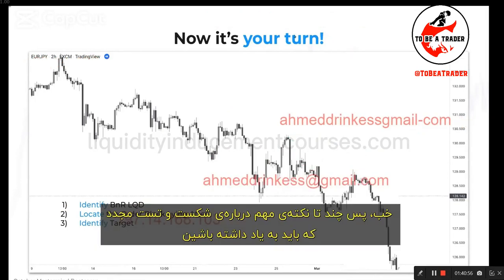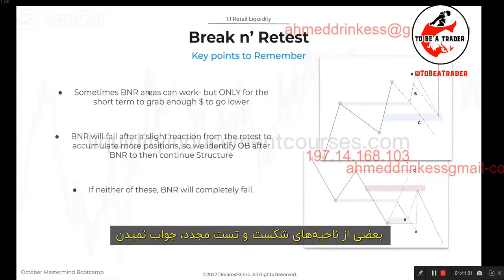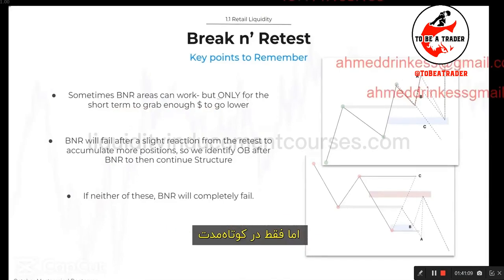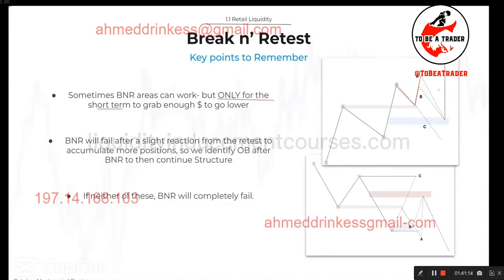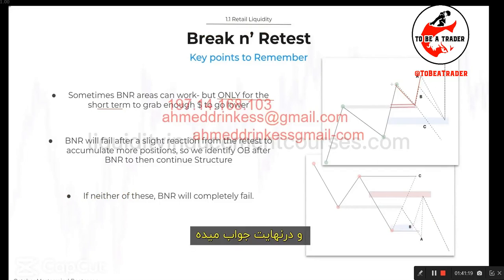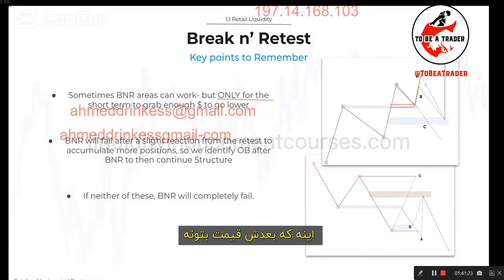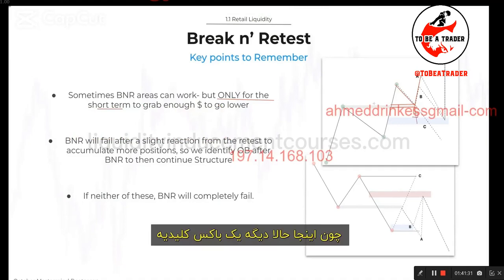Right, so some key points to remember about break and retest. Some break and retest areas can work, as I've identified in A. Sometimes they can work, but only for the short term to grab enough liquidity to go higher or lower. So if you do see a break and retest work and you do have an order block here, and it does end up working, just know the reason that could happen is for price to then build more money below, because now it's a key zone, right? Isn't this a key zone now?